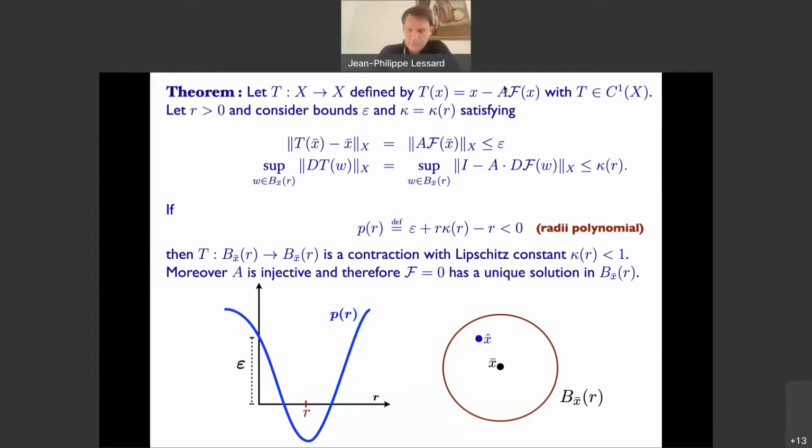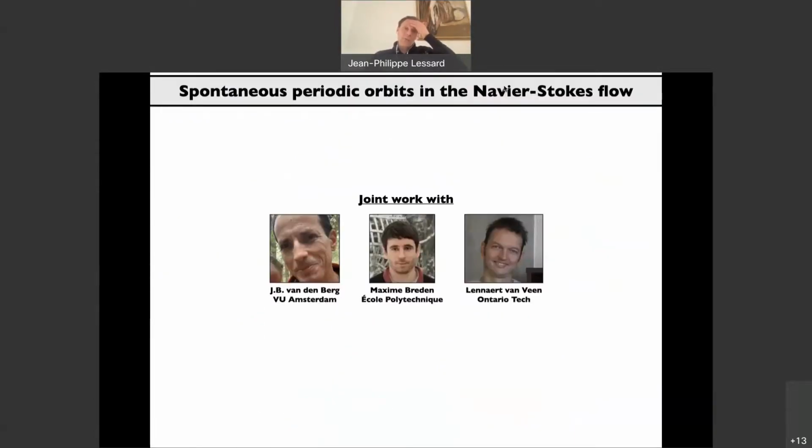But that's possible. Okay, so what I want to do now is move to the Navier-Stokes equations, and then I'm going to apply this general strategy to prove existence of spontaneous periodic orbits in the Navier-Stokes equations. That's joint work with Jan Bouwe van den Berg from Amsterdam, Maxime Breden from École Polytechnique in Paris, and Lennaert van Veen from Ontario Tech.